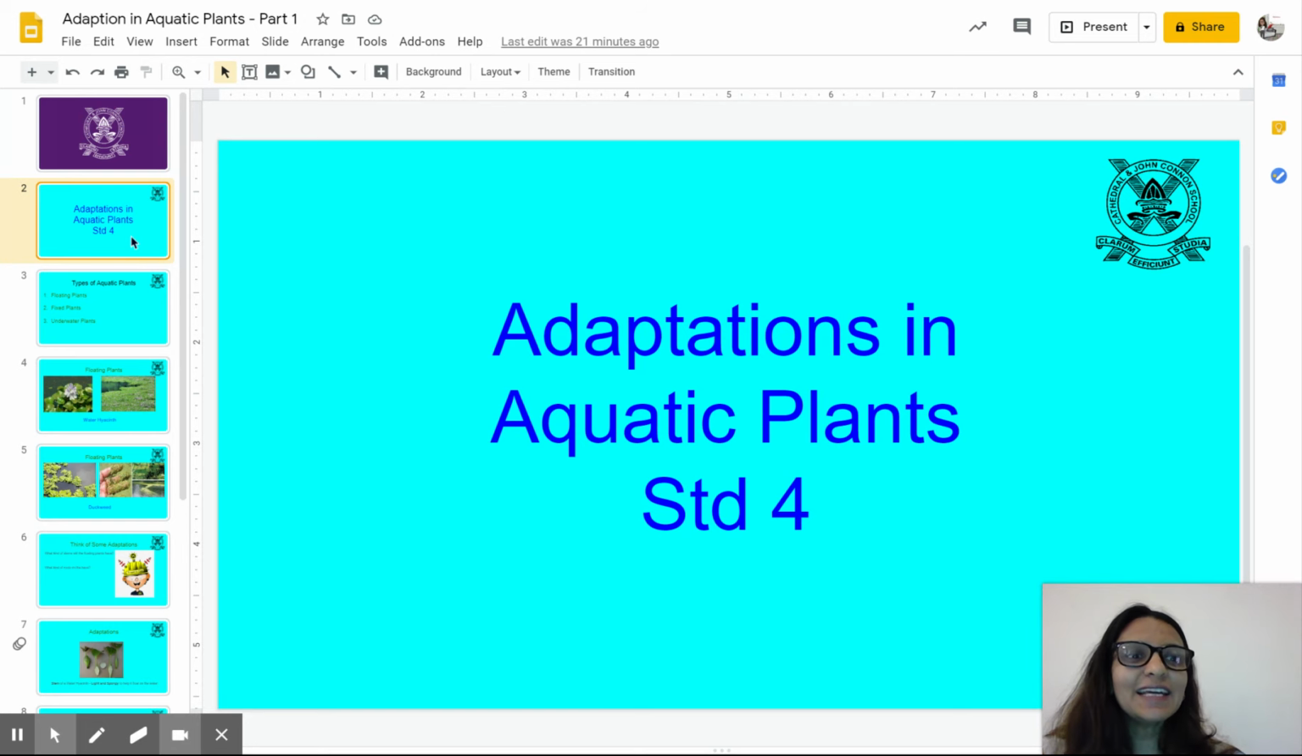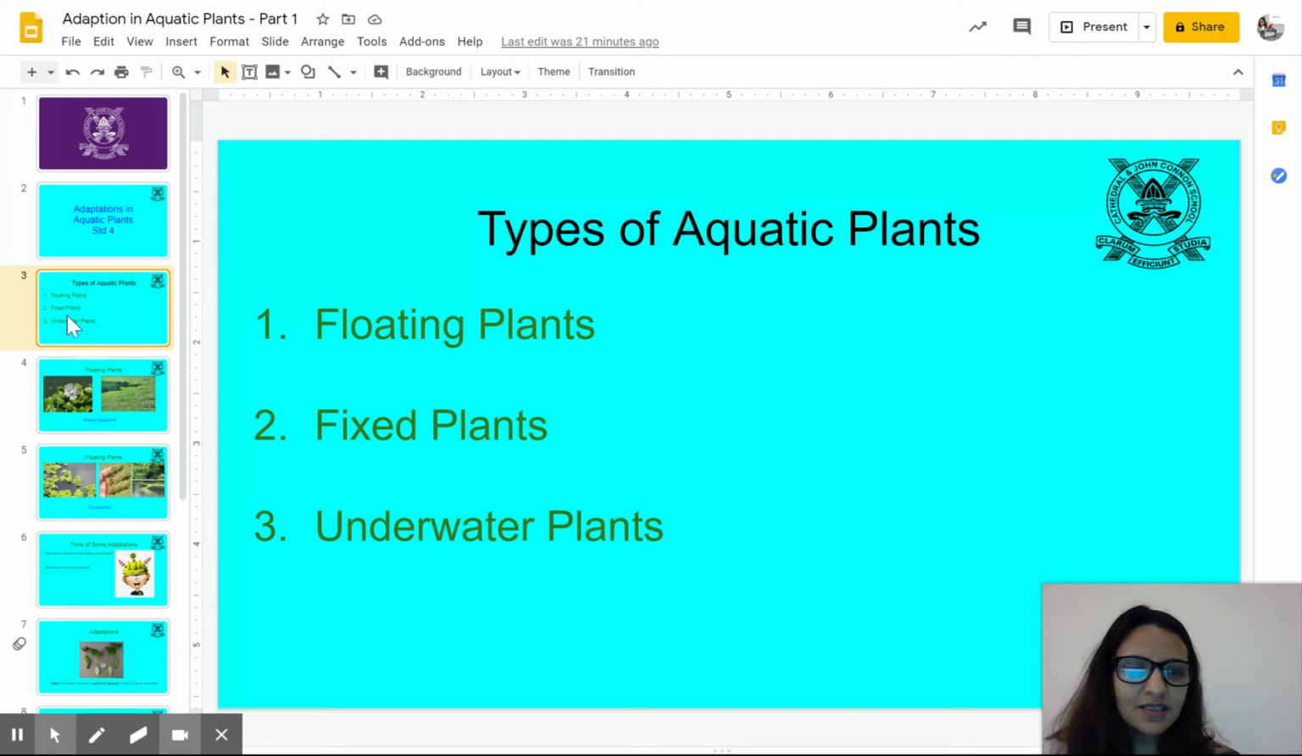Now, there are three kinds of aquatic plants. There are floating plants, fixed plants, and underwater plants. All these grow in water, so they are called aquatic plants.